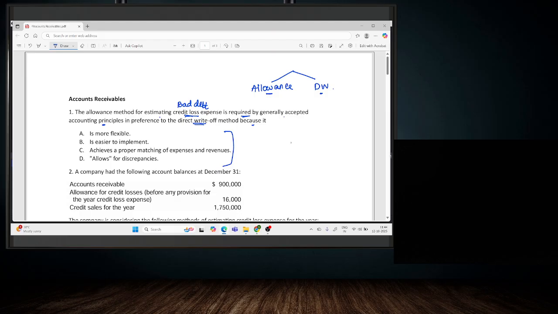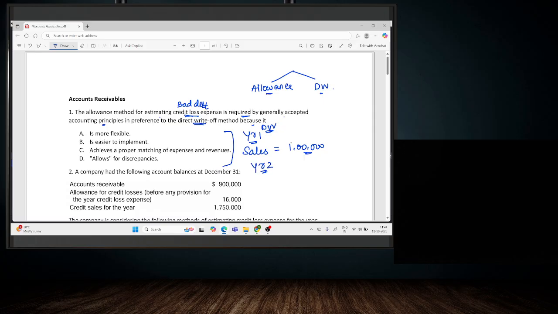Now, first let's understand how bad debts are recorded under direct write-off method and how bad debts are recorded under allowance method. For example, let's say in year 1 you have made sales of, let's say, 1 lakh rupees. So in year 1 you would have recognized this revenue in your P&L account. We are talking about direct write-off method. In direct write-off method, how are bad debt expenses recognized? That is what we are discussing. Let's say in year 1 you have made sales of 1 lakh rupees. You have recognized this revenue.